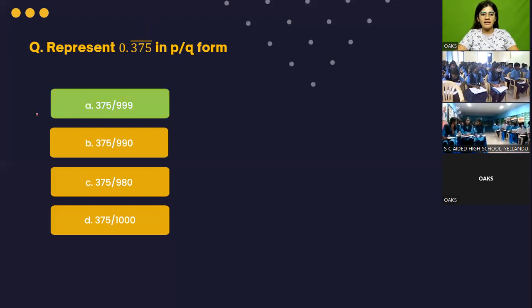Okay, A option is correct. I just want to make you remember, do you know what bar means? School 1, whose answer is A, that is the correct answer. Other than A, all answers are wrong. I am just revising with you. Let me make you revise that 0.375 bar is like this. School 2, kindly listen. This number is equal to 0.375, 375, 375, and so on. Do you remember this question?